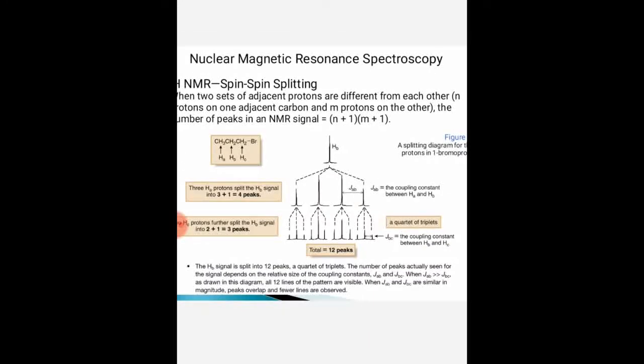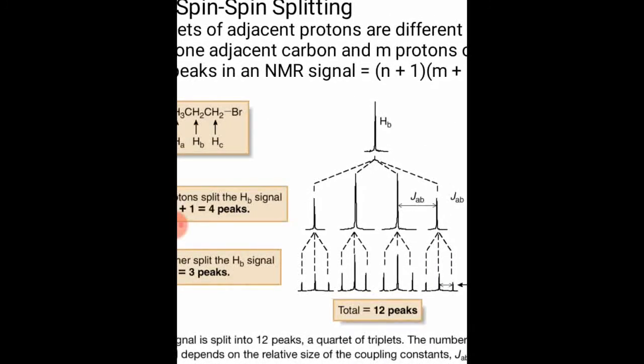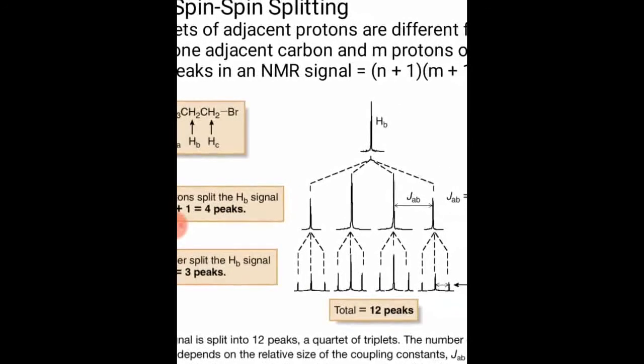Now see how these 12 lines appear. Let us see these 12 lines in the tree diagram, how these non-equivalent kinds of protons couple with their neighbors. For HB protons, as we already discussed, we get a total of 12 lines. How do those 12 lines appear? First, HB protons couple with the 3 HA protons. Those 3 HA protons split the HB signal into 4 peaks. See these 4 peaks, 1, 2, 3 and 4.